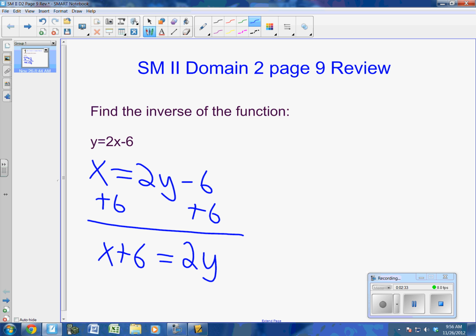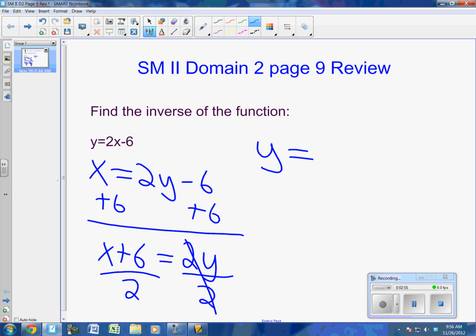Then what am I going to do? Divide by what? 2. Because 2 is being multiplied by y, I do the inverse operation, which is divide by 2. And so this y is all going to be all by itself. I'll rewrite it up here. And I'm going to put y on the left side. y equals x plus 6 over 2.